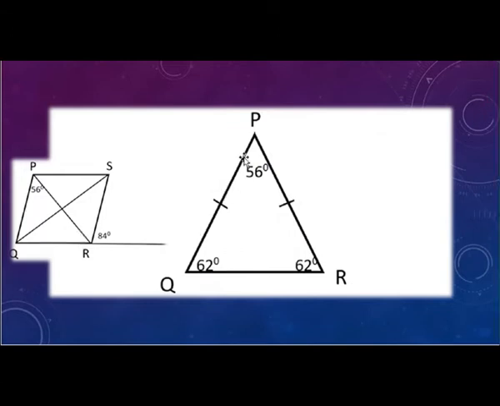So in the isosceles triangle, the base angles are 62, each of them. The one given was 56, and we subtracted 56 from 180, we got 124, then we divided by 2 to get the two base angles, which is 62 and 62.